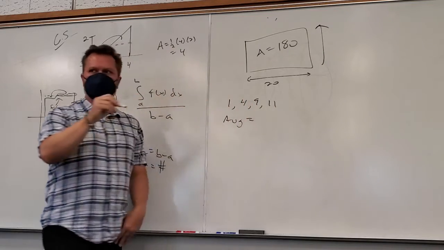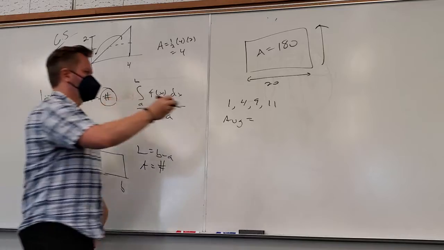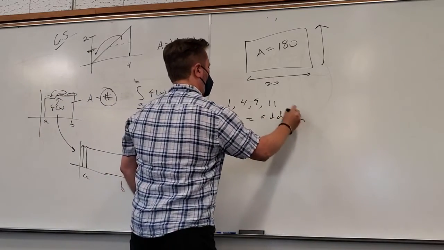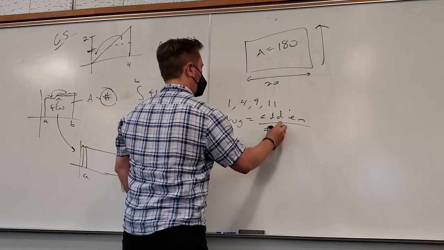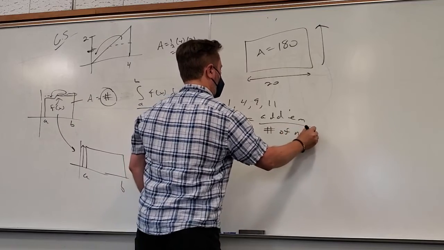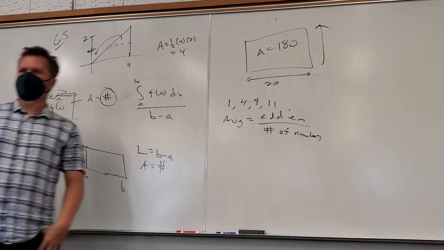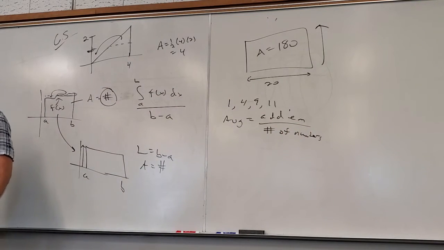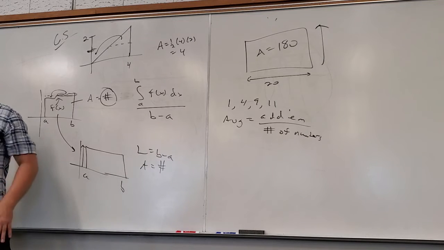How would you get the average? Add them all up. Divide by how many numbers there are. Just the number of numbers. Right? All right, what does add them all up in calculus mean?